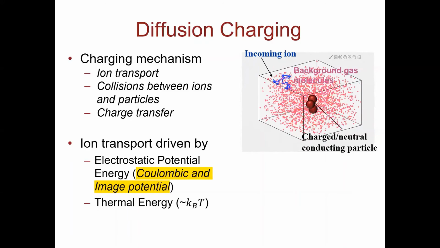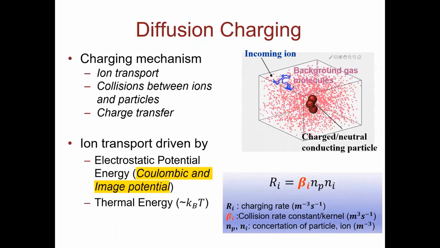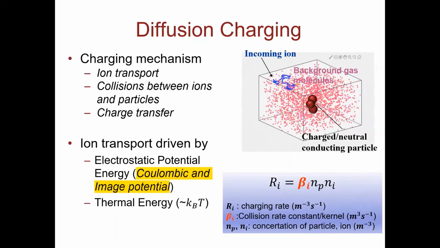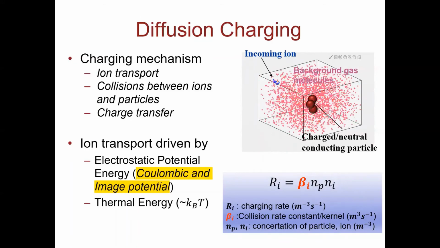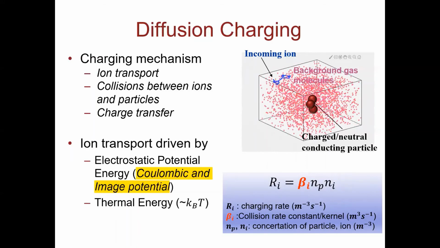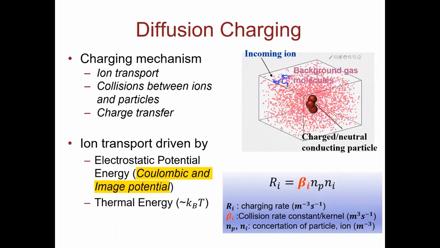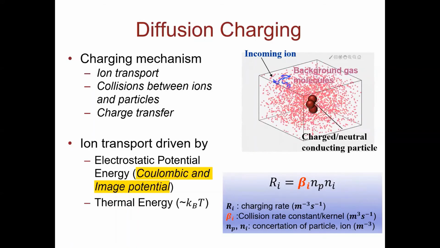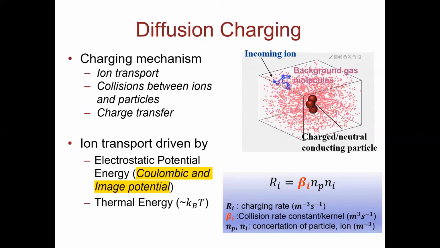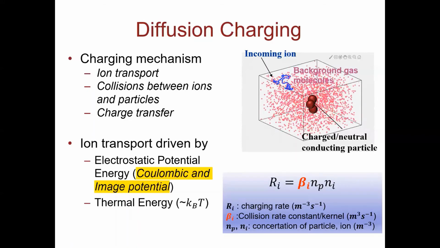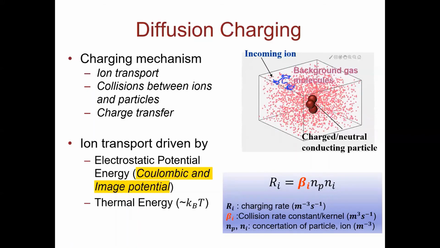The collision rate, which is called the charging rate, is estimated as the product of the collision kernel beta, particle concentration, and ion concentration. The collision kernel plays a vital role in determining the particle charge distribution. In this study, we focus on the theoretical description of beta for diffusion charging.